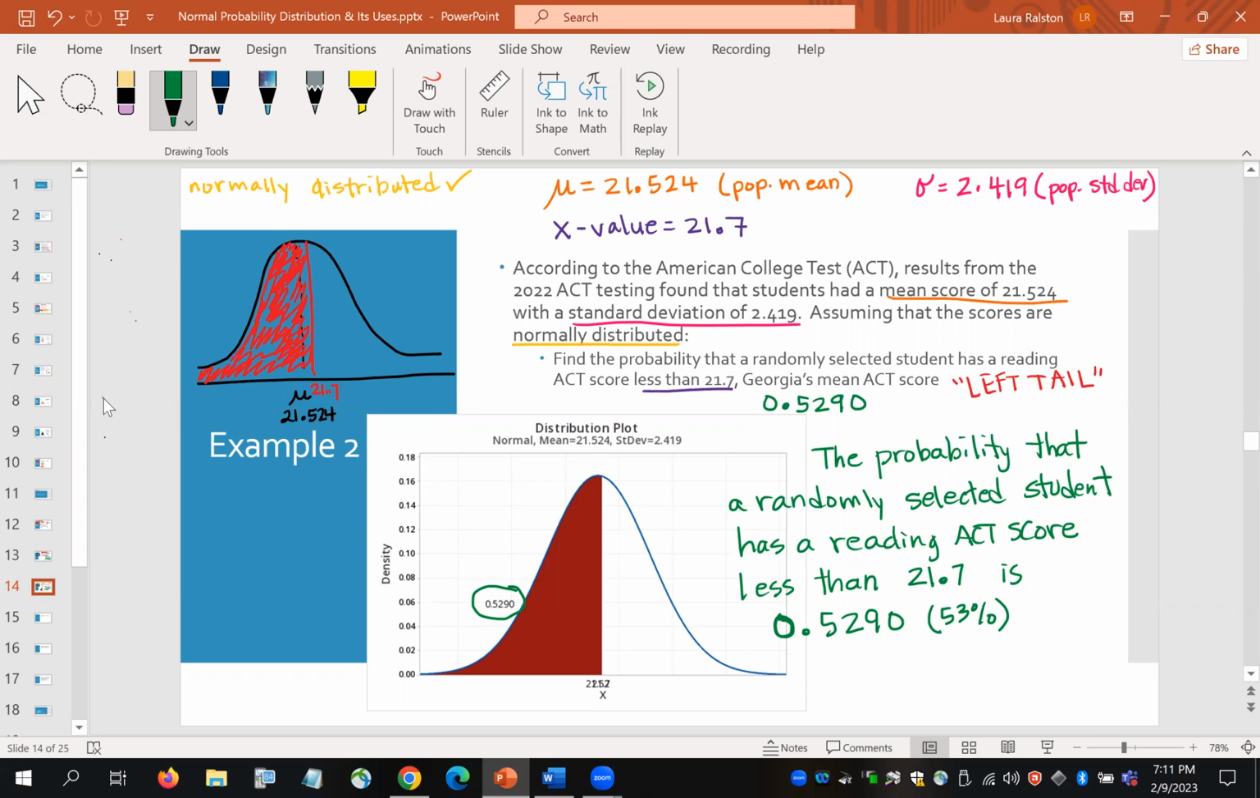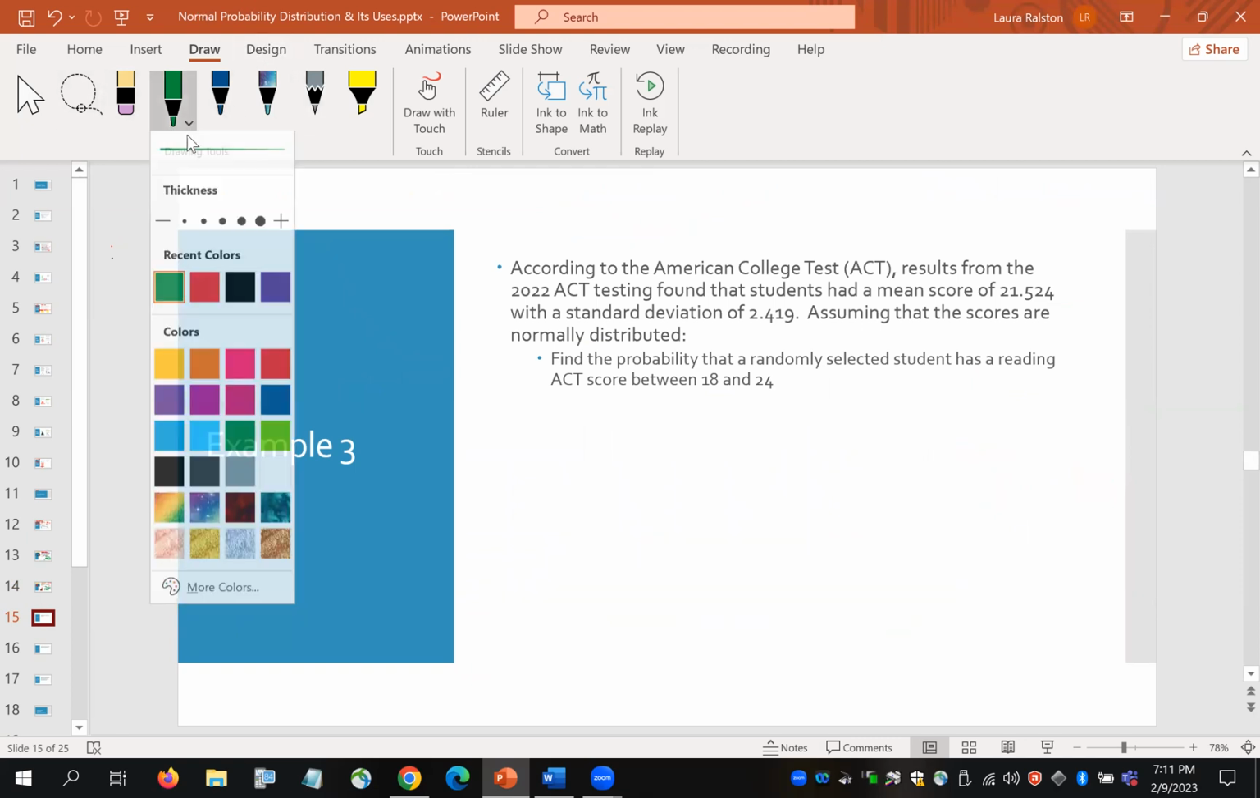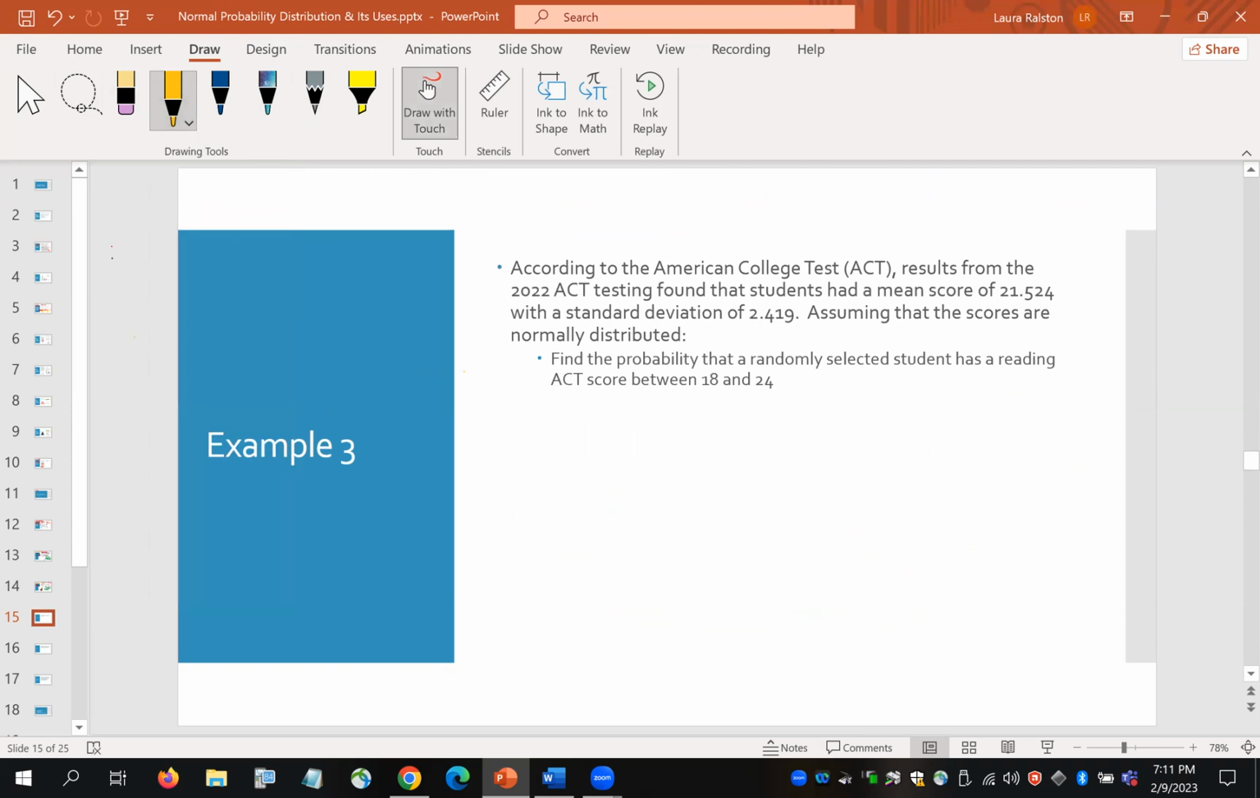Guys, all of the information that you need to solve the problem is given. The primary decision you have to make is: is it greater than, which is the right tail? Is it less than, which is a left tail? The third option is it could be a between. Again, it's the same scenario we have here, okay? Normally distributed. I keep writing this out to try to emphasize it for you.